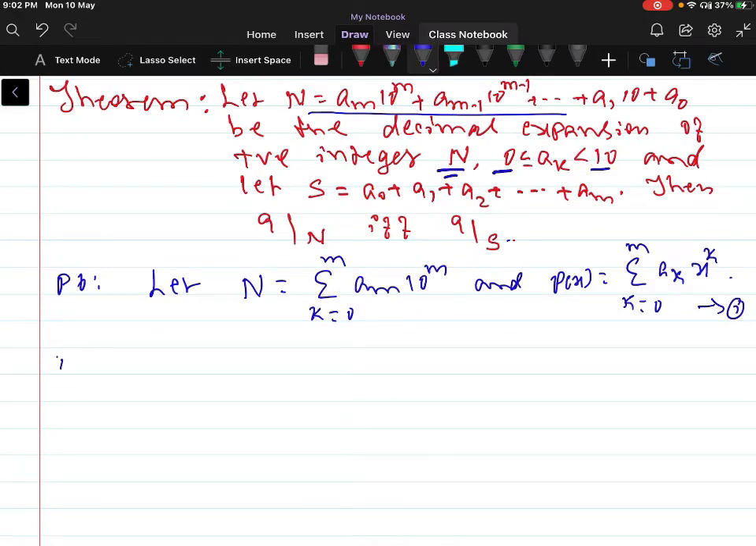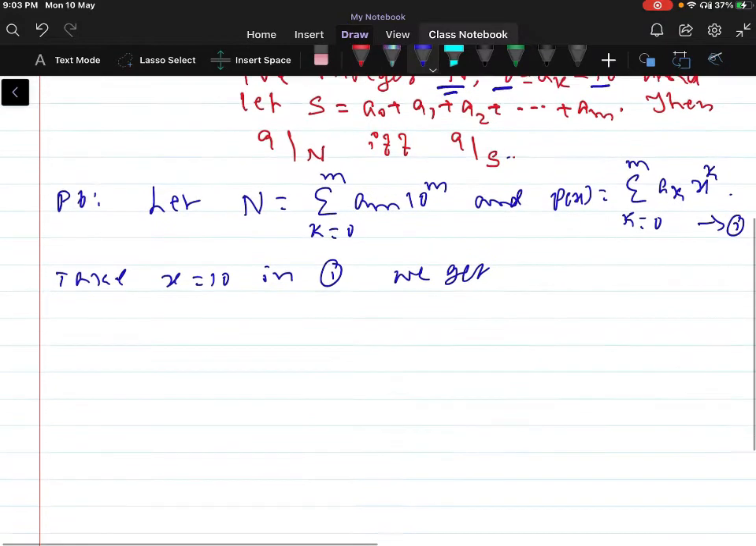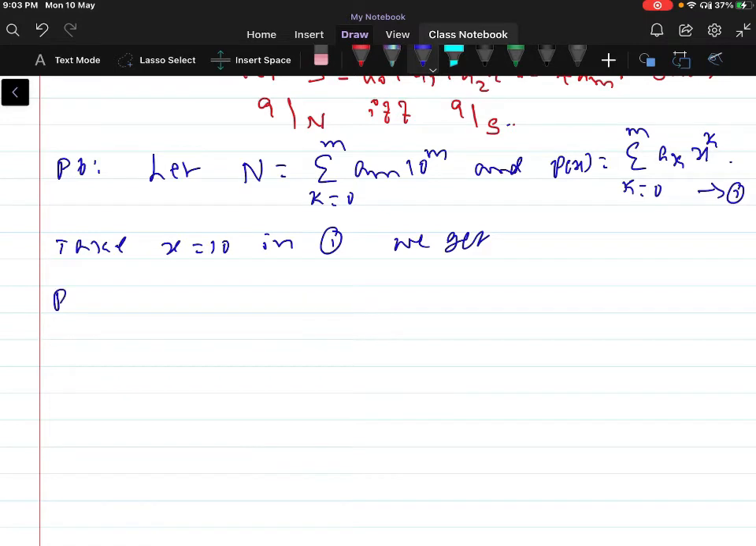So now we take x = 10 in equation 1. We get p(10) = the sum for k = 0 to m of a_k × 10^k, that is equal to n. Let us call this equation number 2.